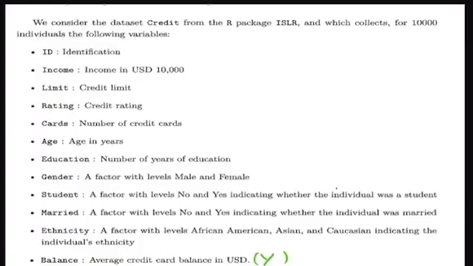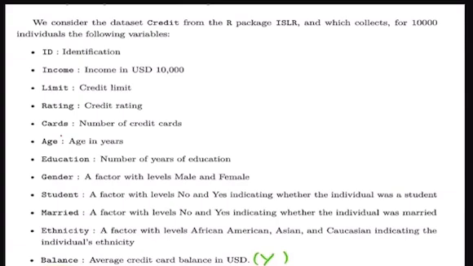Okay, now I want to go into an example. We consider the data set Credit from the R package ISLR. If you want to have access to this data, you can load the package. We got some data sets that are inbuilt in R, and we collected data for 10,000 individuals over these variables. You can see ID, income, limit, rating, cards, age, education, gender, ethnicity, balance.